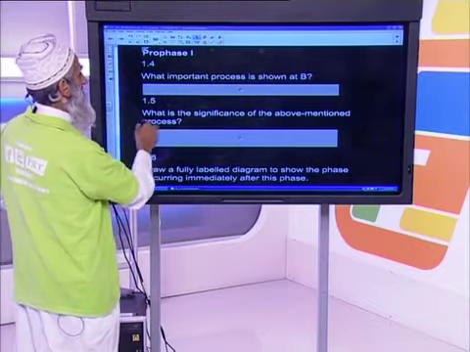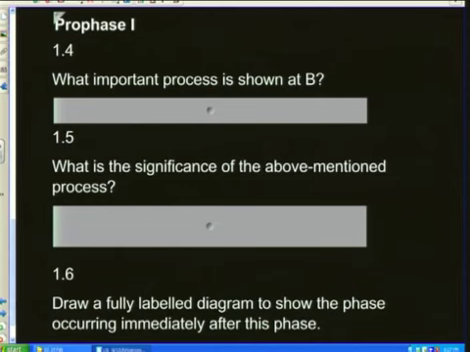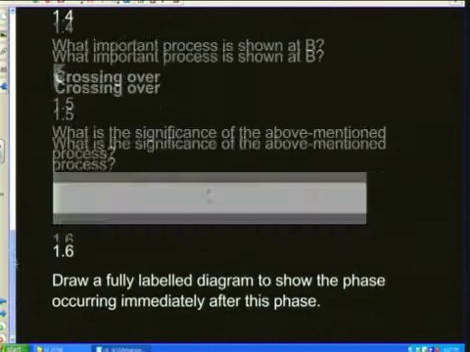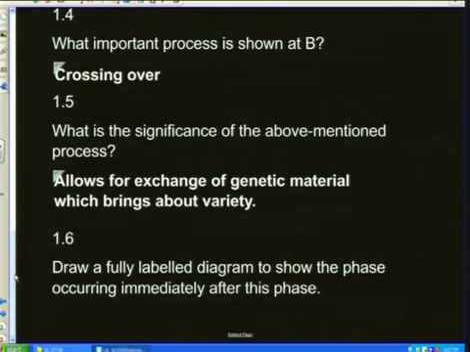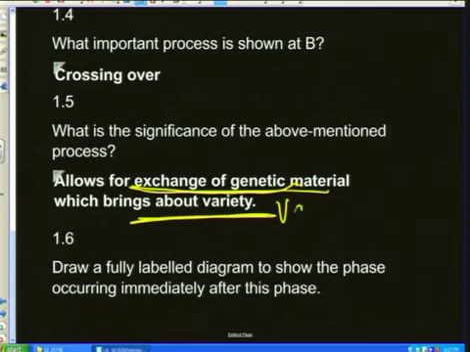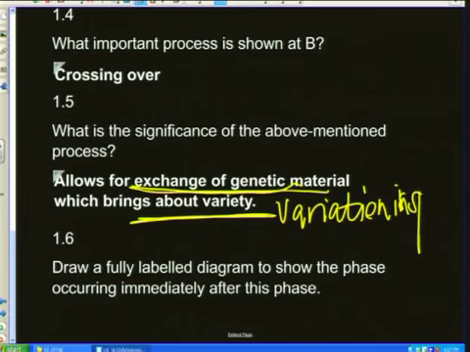Okay, what process is shown at B? We've discussed that in detail already: crossing over. And what is the significance of the above mentioned process? I told you that already: it allows for the exchange of genetic material. Listen to this question and this answer, and I want you to register it. This brings about variety or variation in species. In other words, it makes us different.